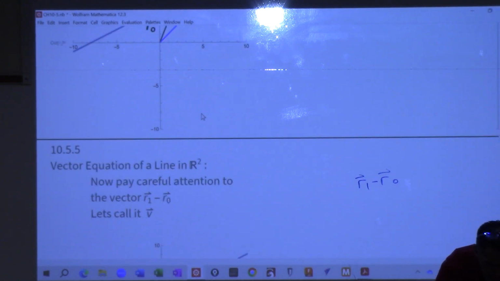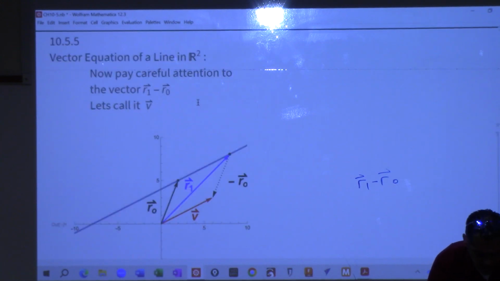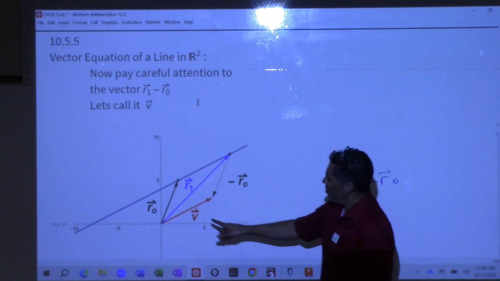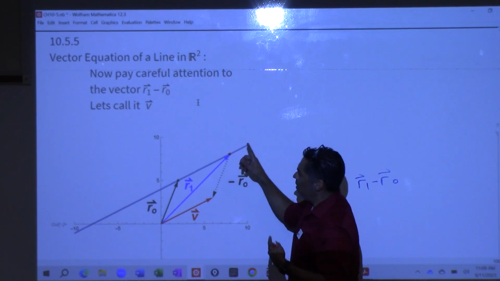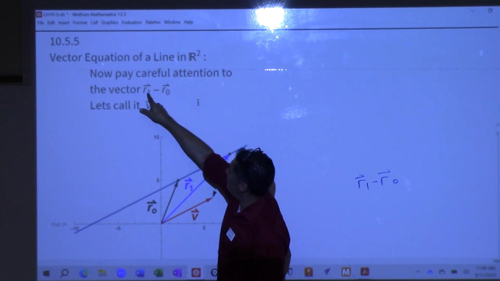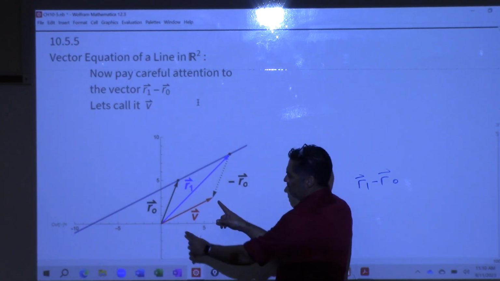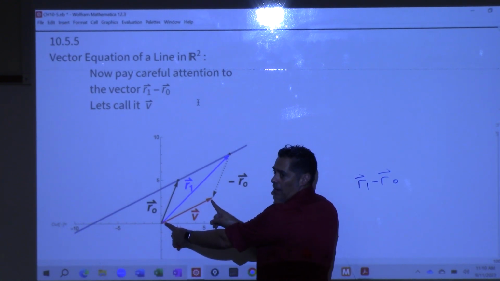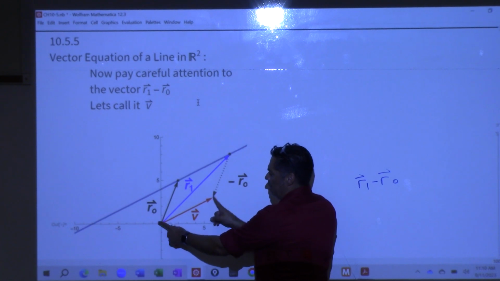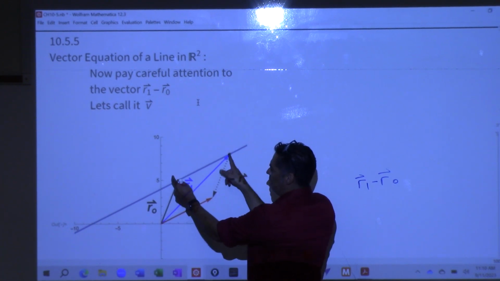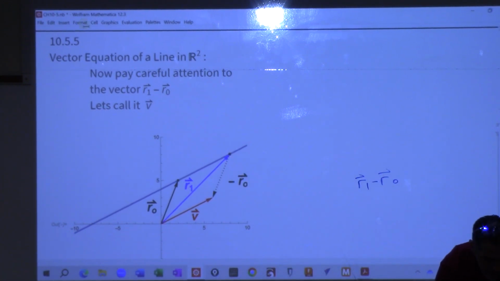Now, I show that in more steps. So what I do here is, here's R0, here's R1, and then I create a vector that is the subtraction of those two, and we're going to call that vector V. I put it down here at the origin right now, okay? But that vector can be moved around. I'm going to slide it up, and it's going to go from the tip to tip, right?